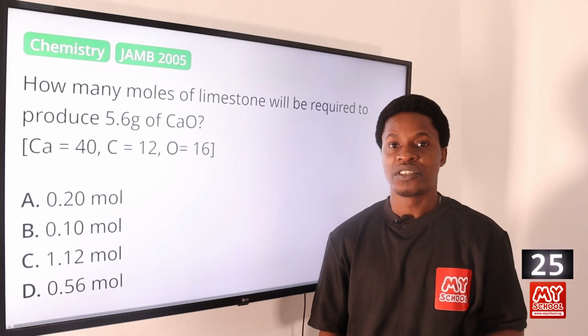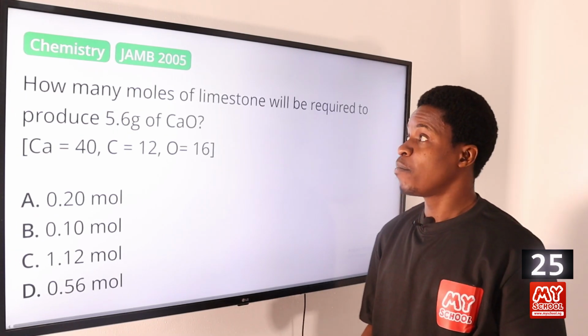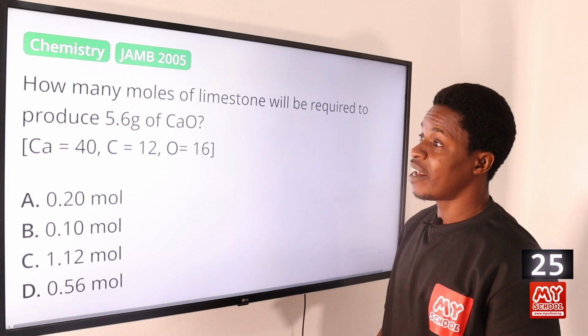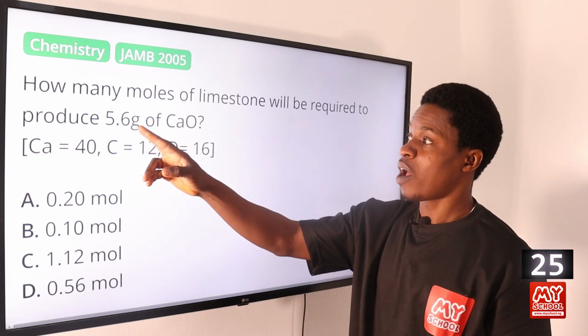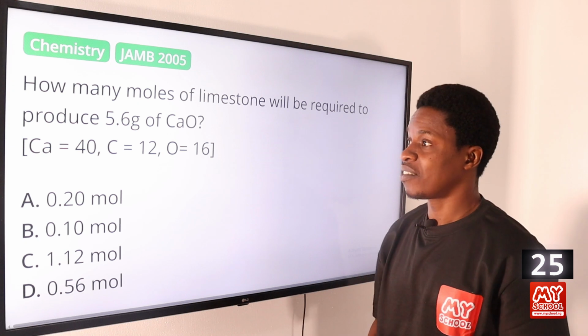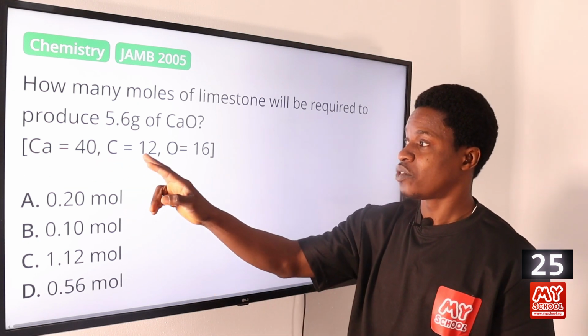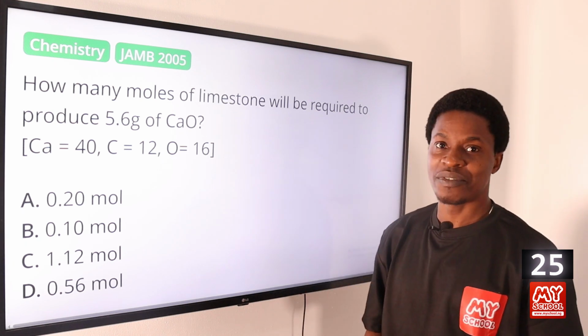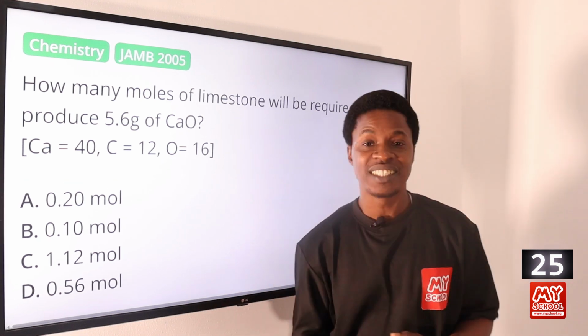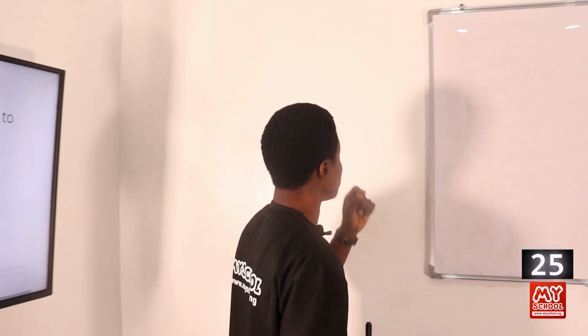Now let's move on to question number 25. How many moles of limestone will be required to produce 5.6 grams of calcium oxide? Calcium has a mass of 40, carbon is 12, oxygen is 16. I think we need to move to the board so we can demonstrate what to do when we are faced with such questions.